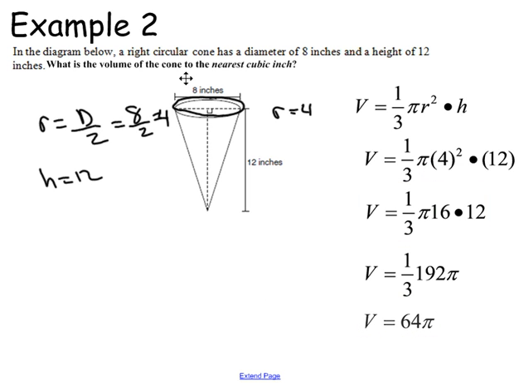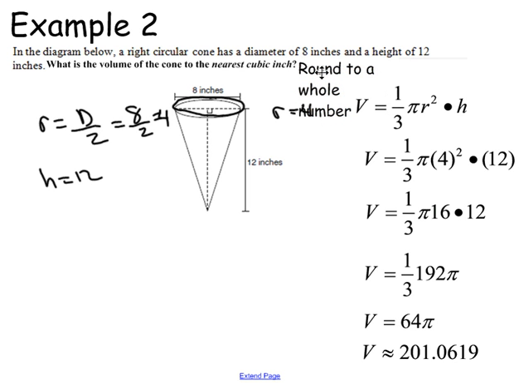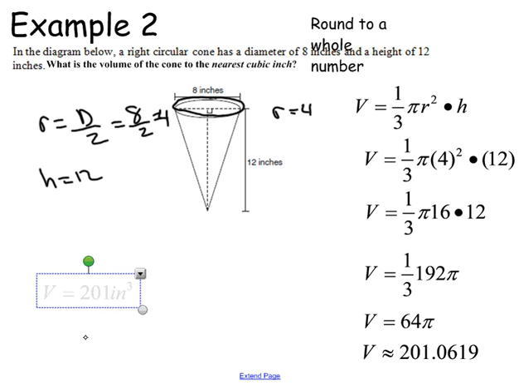But your answer should be to the nearest cubic inch. So we're going to have to multiply the 64 by the pi. And we get approximately 201.0619. You got to round it to the nearest cubic inch, and what that means is round to the nearest whole number. That's what it means when it says round to the nearest cubic inch or cubic centimeters or cubic whatever. You got to round it to the nearest whole number. And so we get the volume is 201 cubic inches.